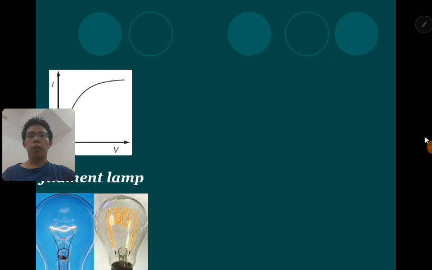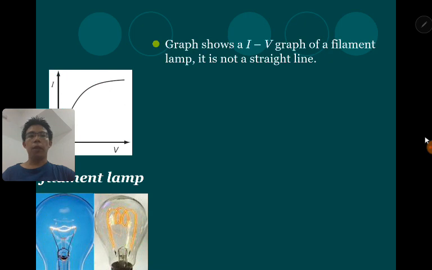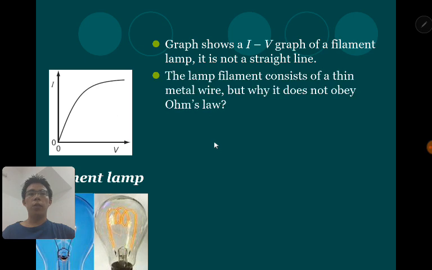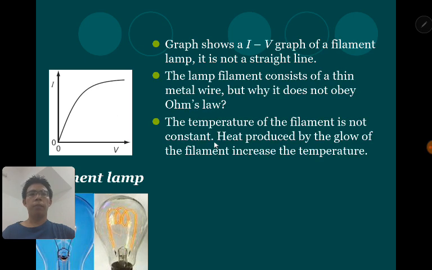Okay, the second one is the filament lamp. For the filament lamp, we can see that it is not a straight line. In the earlier part, the starting part, yes, it's a straight line, but afterwards it started to curve as the voltage or current increases. Why is it so? It is because of the temperature of the filament element inside there. As they glow when you increase the potential difference, there will be light and heat.